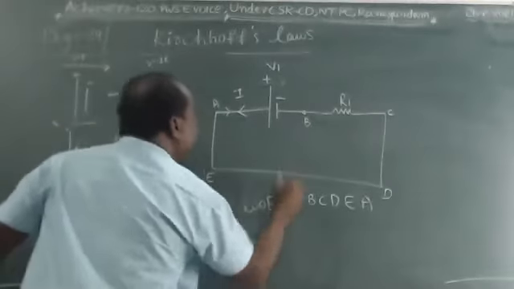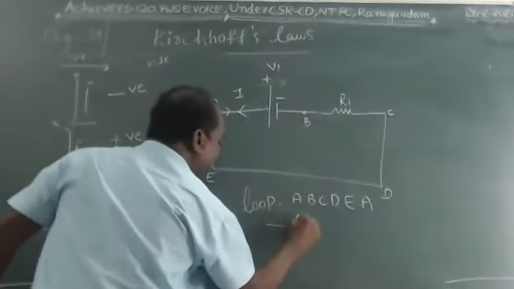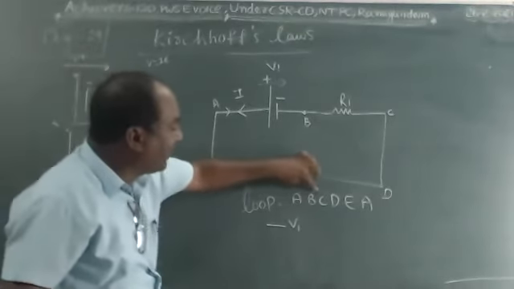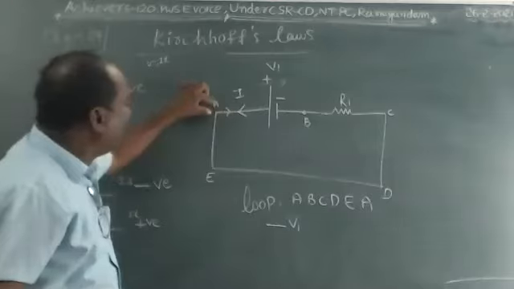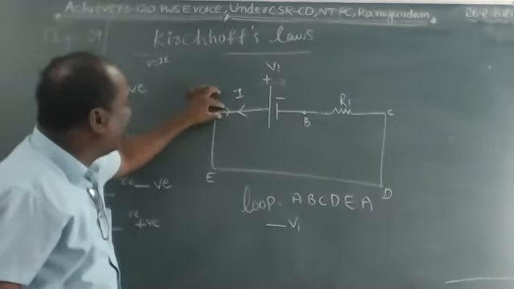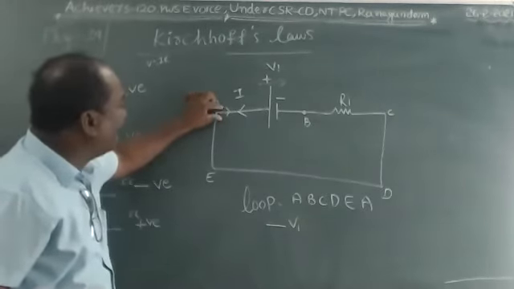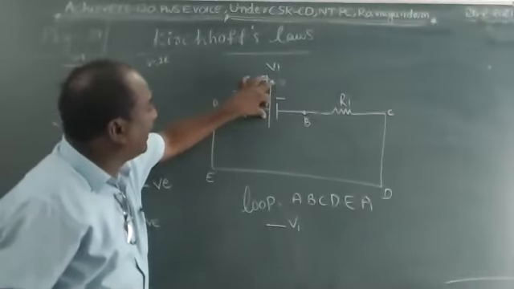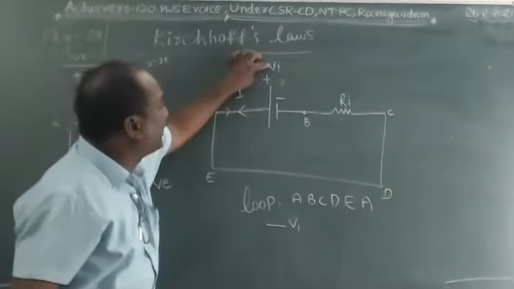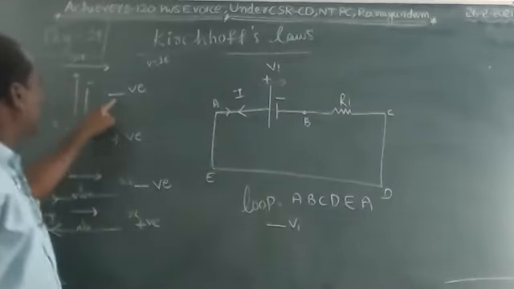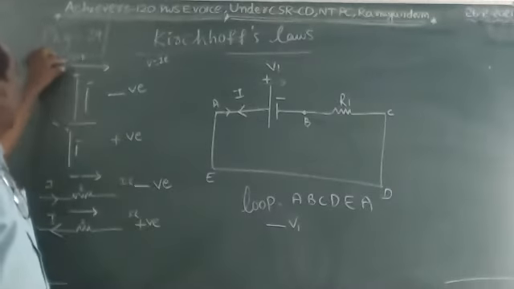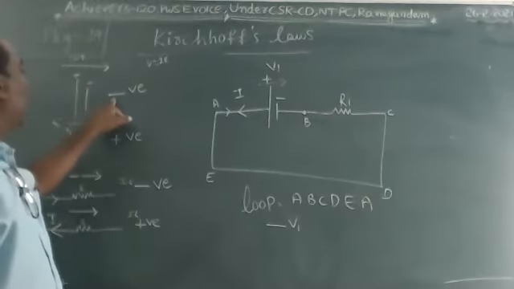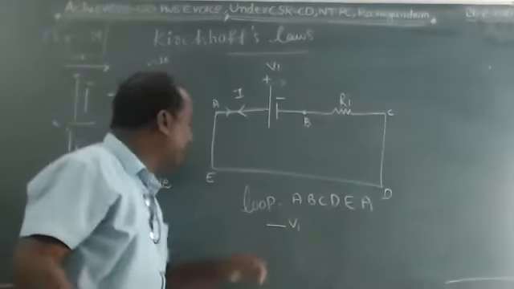Then minus V1 potential difference. Why? Because, children, in the loop A, B, C, D, E, A, the potential difference starts from point A. This potential difference direction goes this way, meaning it moves from the positive terminal to the negative terminal. Then the potential difference value is taken as a negative according to this sign convention rule. When the EMF moves from the positive terminal to the negative terminal, it is taken as a negative. That's why the potential difference is taken as a negative.